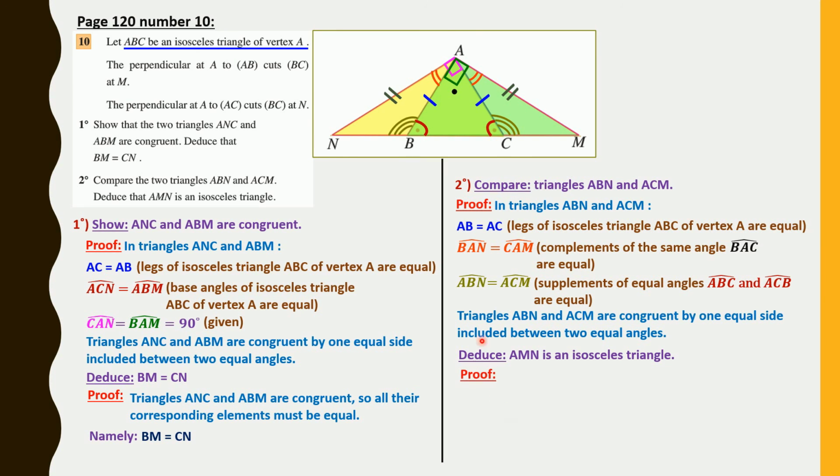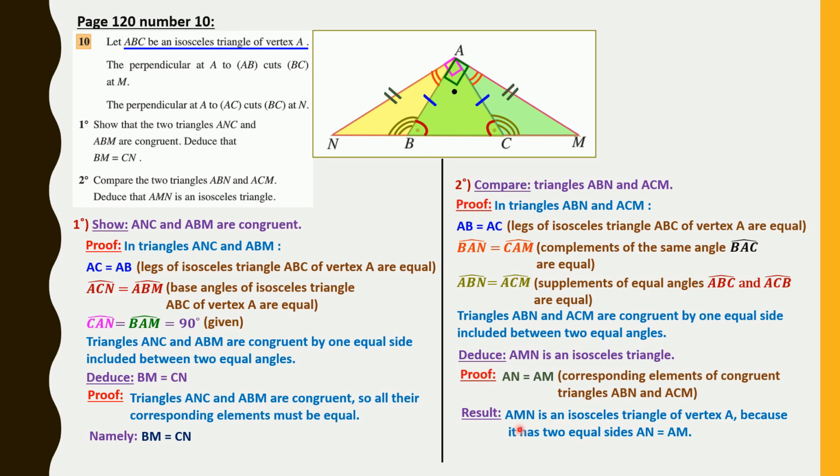So proof: AN equals AM, corresponding elements of congruent triangles ABN and ACM. Also, we can notice that these two segments are sides of these two congruent triangles ANC and ABM also. So we can also write corresponding elements of congruent triangles ANC and ABM. It's the same. So result: AMN is an isosceles triangle of vertex A because it has two equal sides, AN equals AM.